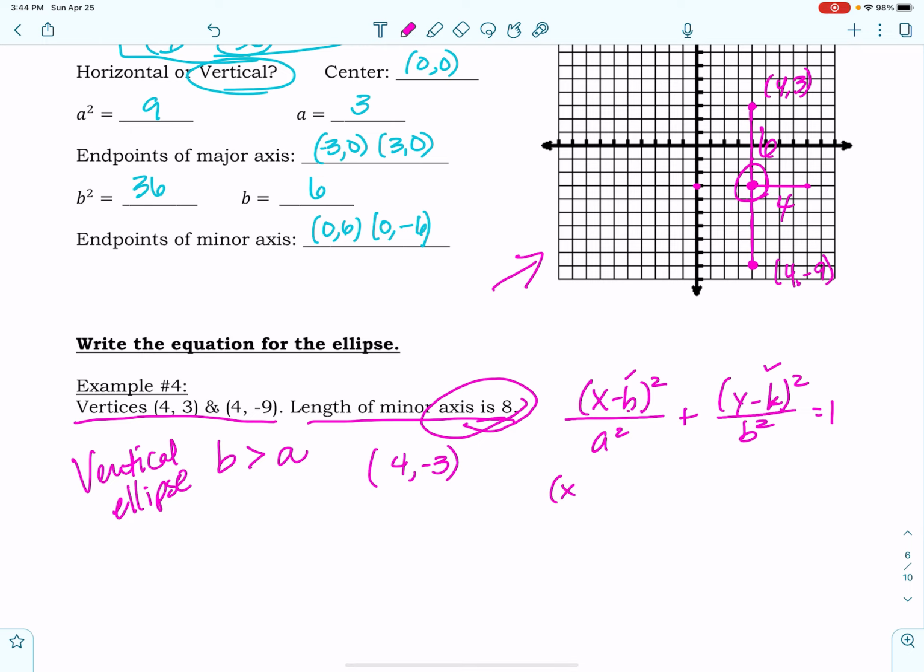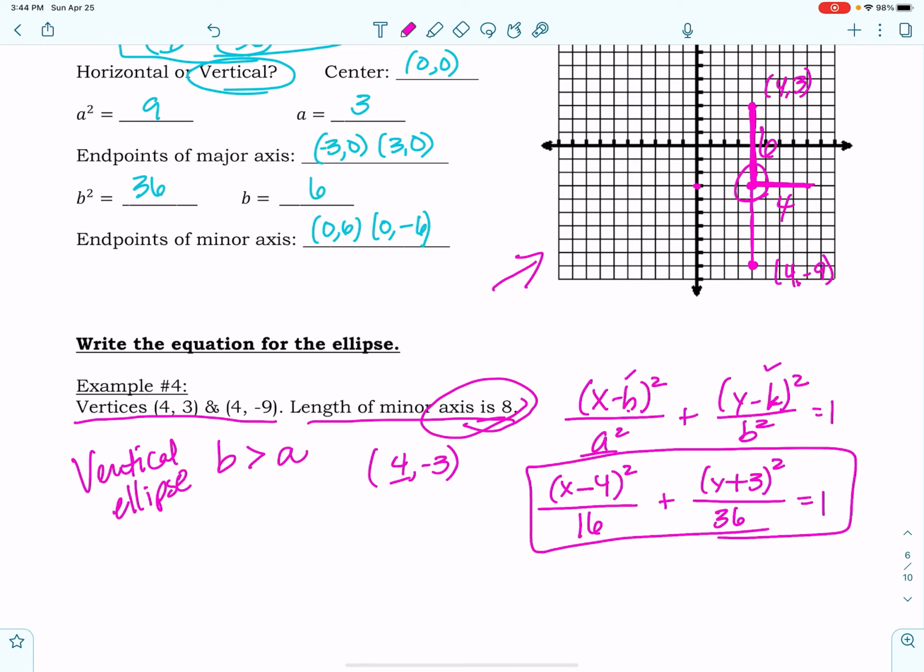So I've got x minus 4 squared plus y minus a -3, so that would be y plus 3 squared. And then a is going to be the 4 right here, so a squared, 4 squared is 16. And then b is 6, so this is going to be 6 squared, which is 36. And there's our equation. Easy peasy lemon squeezy.